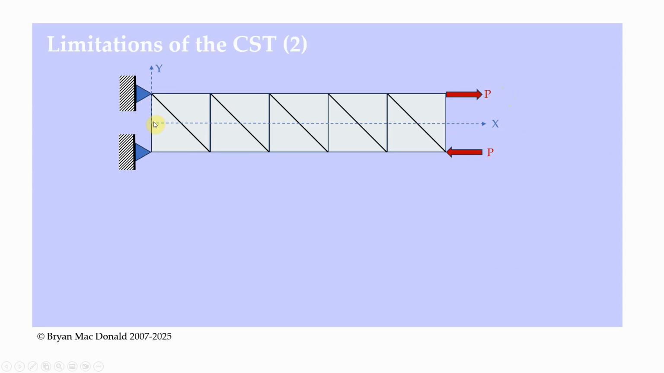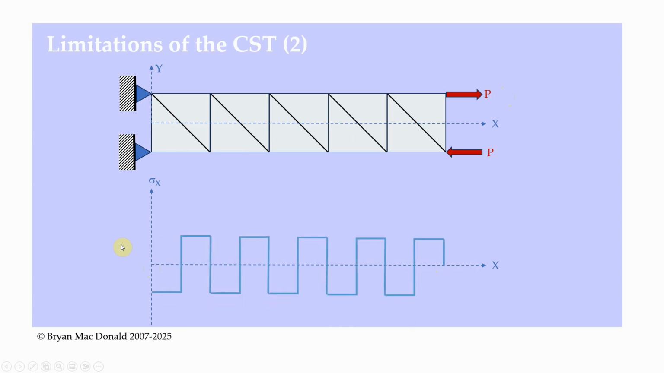The neutral axis of the beam is the x-axis here. So what would we expect if we plotted stress along this neutral axis? Well, because it's the neutral axis, we'd expect nothing. We'd expect to get a 0 stress all the way along the neutral axis. What actually happens in this case, though, if we plot stress using these constant strain triangle elements, is we're going to get something like this. We're going to get this square wave pattern here.